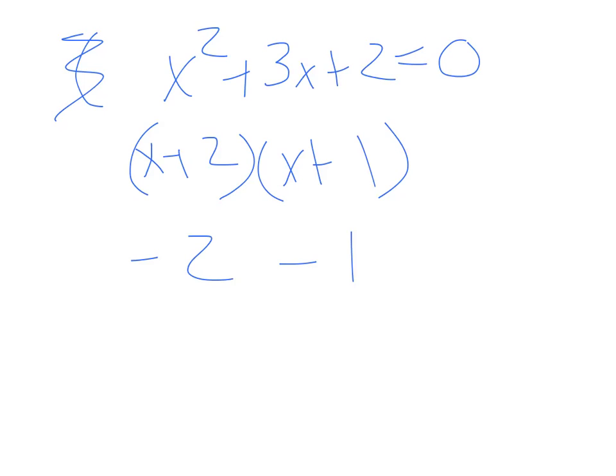And then 9 plus 40 is 49. Okay. And then you look and say, what's the square root of 49? If you don't know, you use a calculator, but that's 7. So it's negative 3 plus or minus 7 over 10. And then you have two answers.